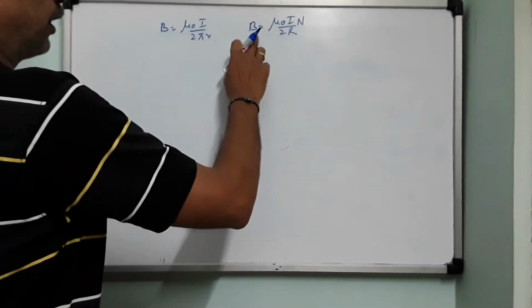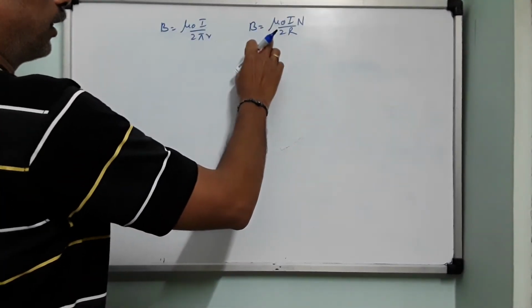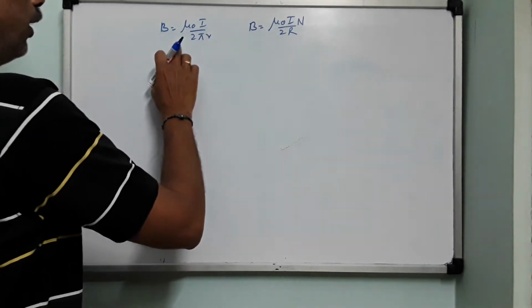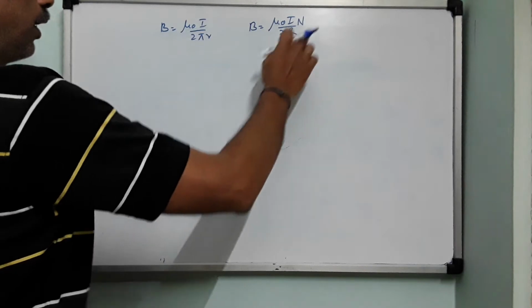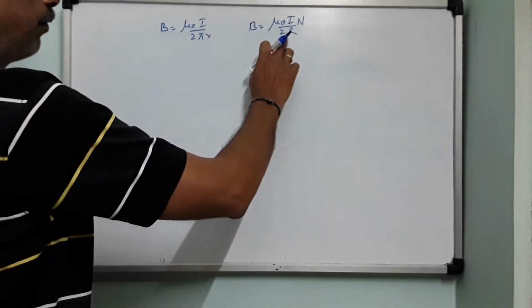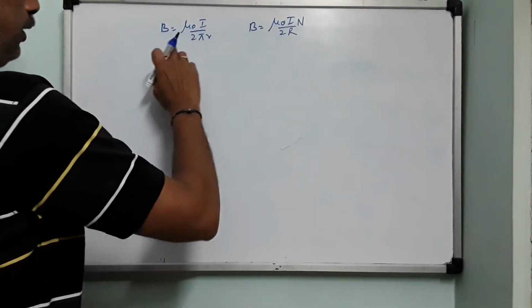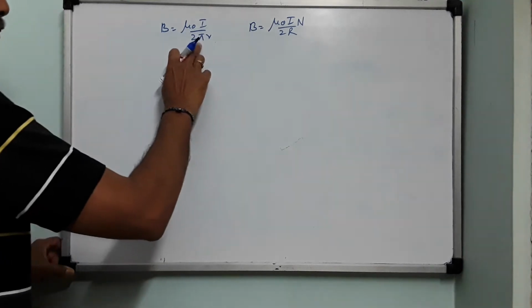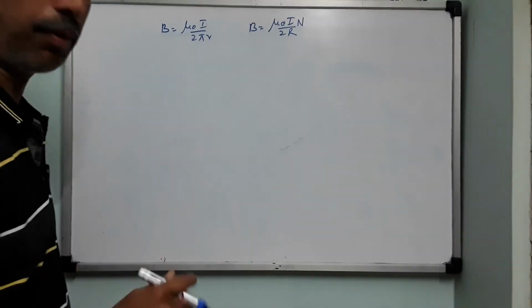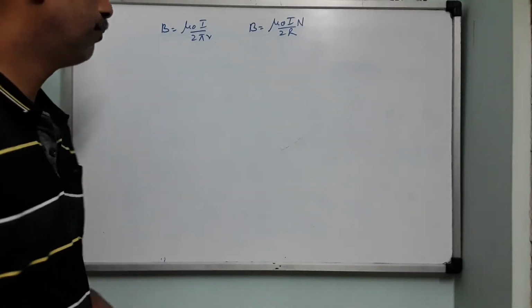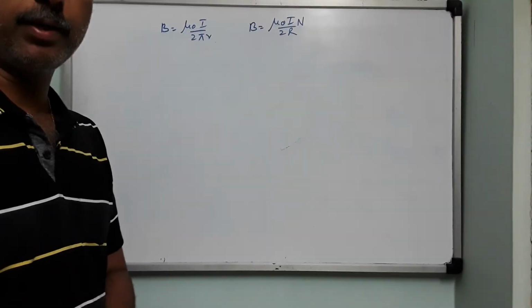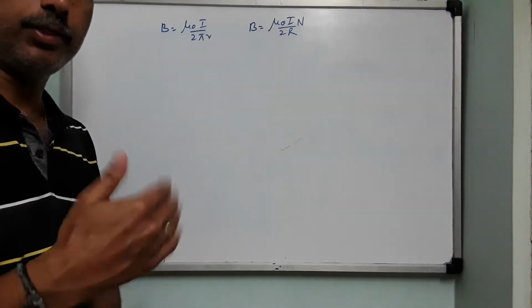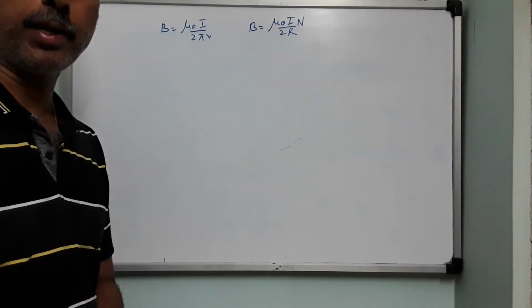This is for a circular current carrying coil at the center, and this is due to a current carrying straight conductor. So in a circular coil, the pi term will be vanishing. In straight conductor, this pi term will exist. This you should remember.